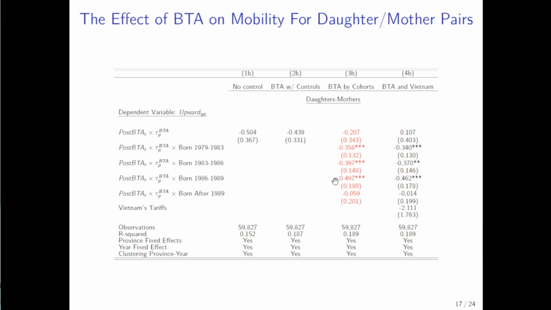But when we add the base term with the cohort specific term for the others, all these effects are negative and significant, meaning that for cohorts 83 to 86 and 86 to 89, we can be confident that the BTA has a positive impact on their mobility, and this is relative to the counterfactual of no BTA. Whether we control for the Vietnam tariffs or not doesn't matter. What we find is that for these groups, the impact of the BTA is about a third of the increase in mobility that they see over this sample period, and it's half of the overall increase in mobility that we see.